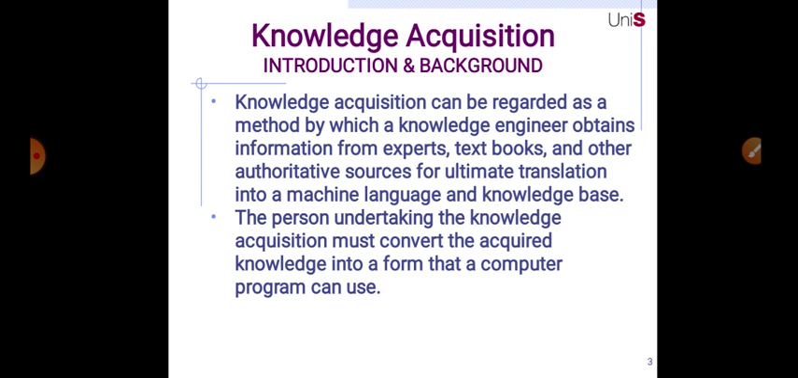Next, knowledge acquisition can be regarded as the method by which a knowledge engineer obtains information from experts. They collect the information from experts, textbooks and other authoritative sources for ultimate translation into a machine language and knowledge base. The person undertaking the knowledge acquisition must convert the acquired knowledge into a form that a computer program can use.